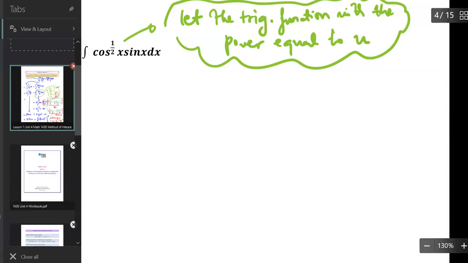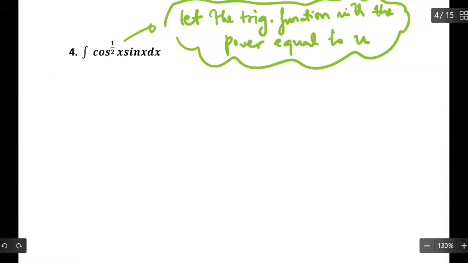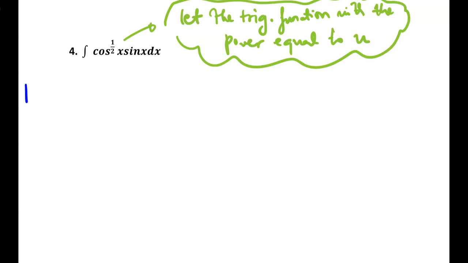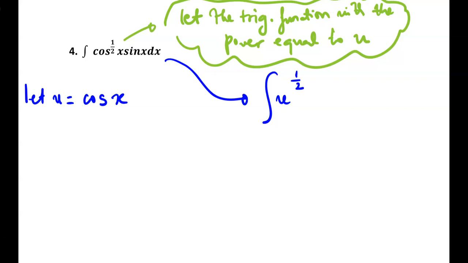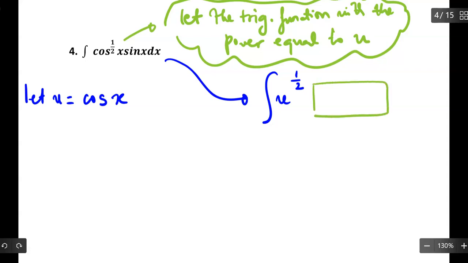Okay, then after that, you will have u raised to that exponent so that you can integrate. So I'm going to let u equal to cos of x. So immediately you can write u to the exponent a half, right? Because you let u equal to cos of x. So what you have to write next is you need to have something to substitute in terms of the du in here.